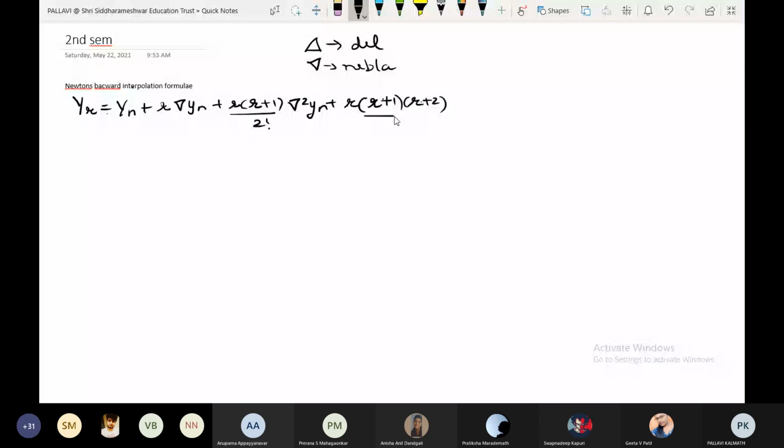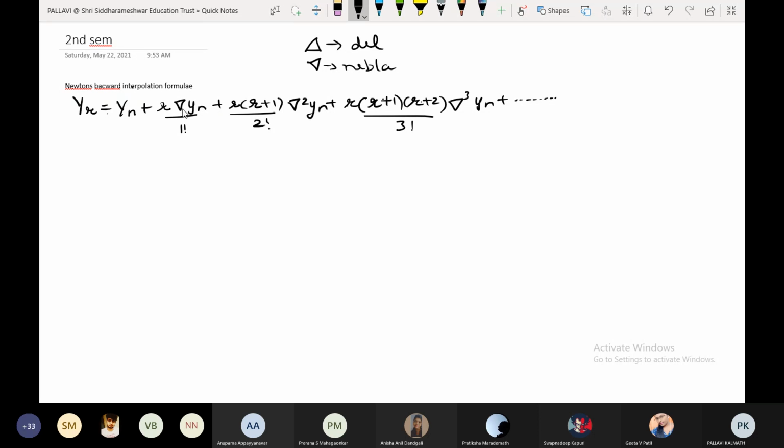Okay. So what is the difference between yesterday's forward formula and today's backward interpolation formula? It is r plus 1 instead of r minus 1, and del becomes inverted, the nabla. Instead of minus you have plus. There you had r minus 1, r minus 2. Here it is r plus 1, r plus 2, and instead of del it is nabla. So what are these nabla, tell me? Which values are you going to substitute for del of yn?